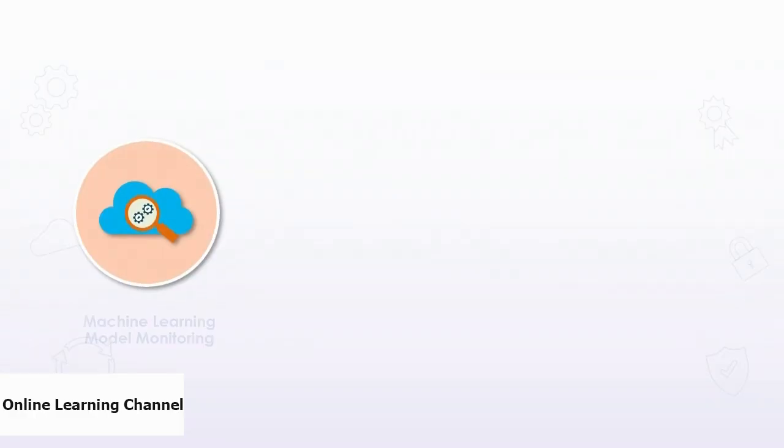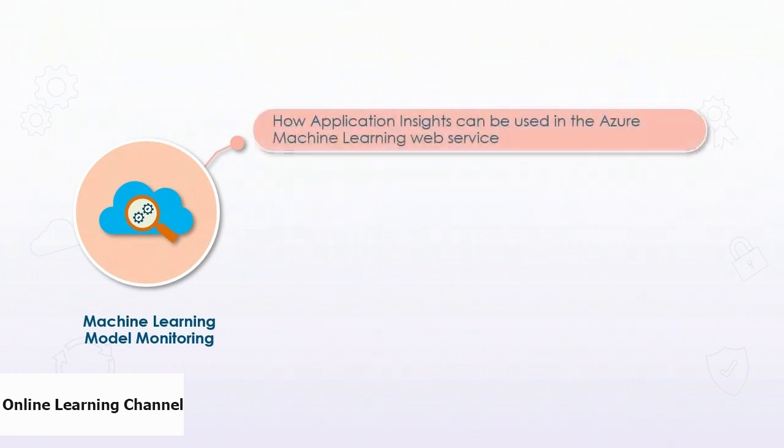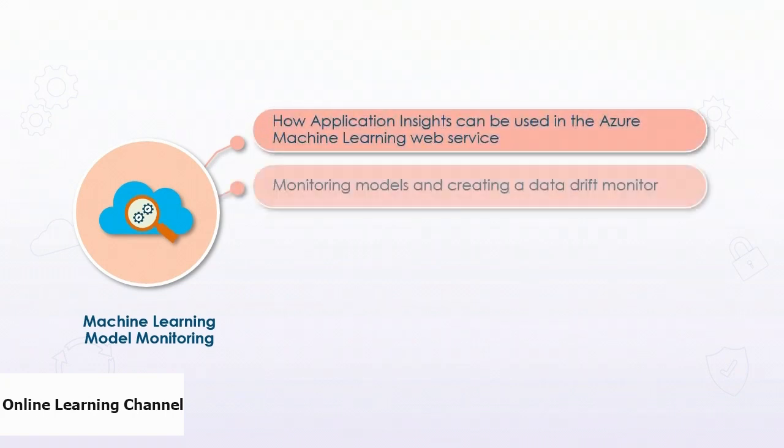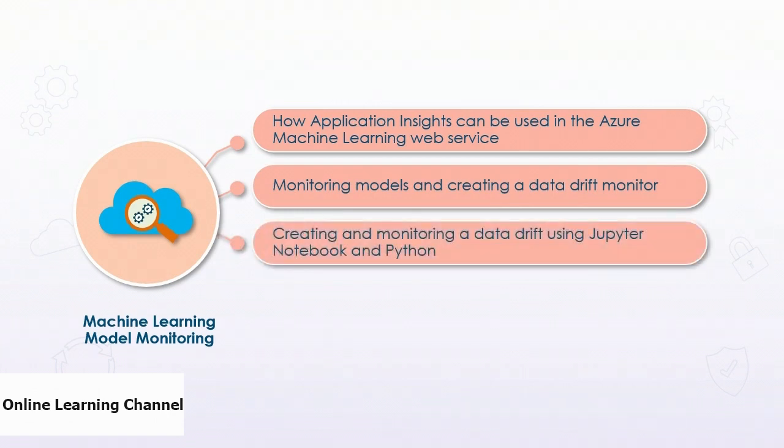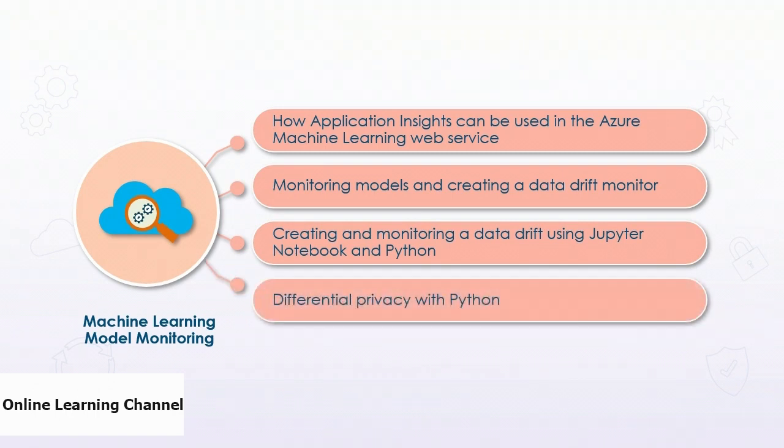So in this course, we've examined machine learning model monitoring. And we did this by exploring how Application Insights can be used in Azure Machine Learning web services, monitoring models and creating a data drift monitor, creating and monitoring data drift using Jupyter Notebook and Python, and differential privacy with Python.